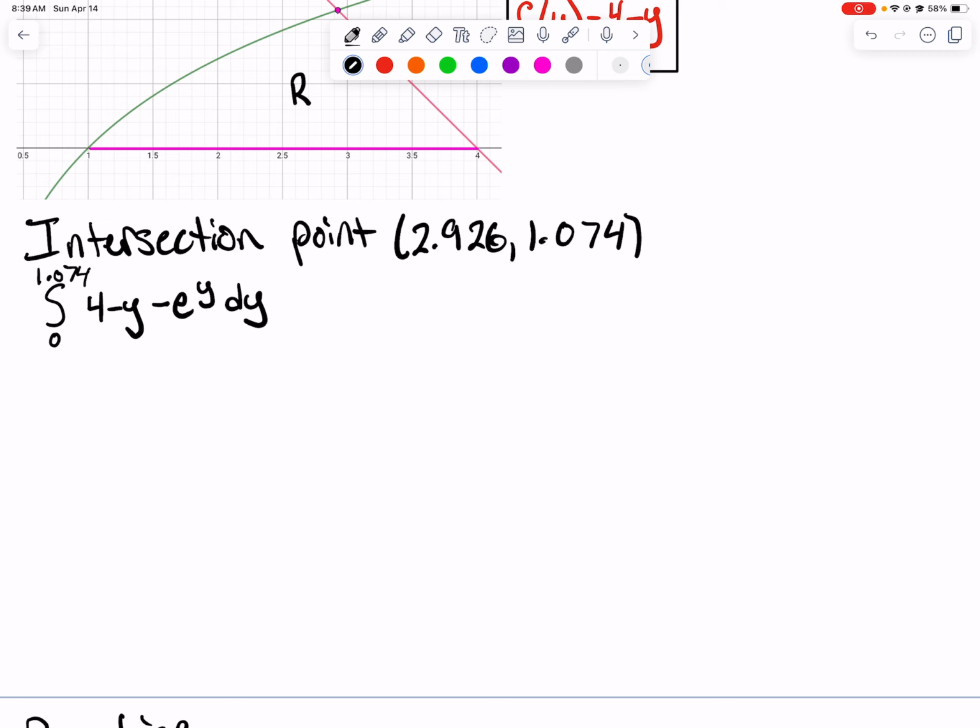Start taking the antiderivative. The antiderivative of 4 is going to be 4y. The antiderivative of negative y is going to be negative, we go up in a power, y squared, and then multiply by the reciprocal, 1/2. For the last part, the antiderivative of negative e to the y, negative 1 stays there. The antiderivative of e to the y is just e to the y. We're going to get our bounds from 0 to 1.074.